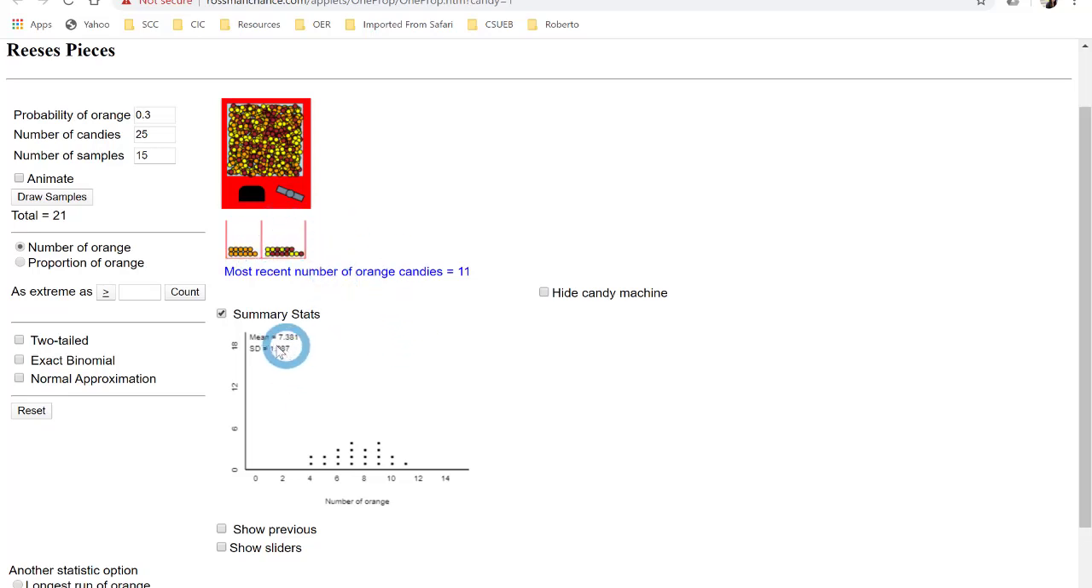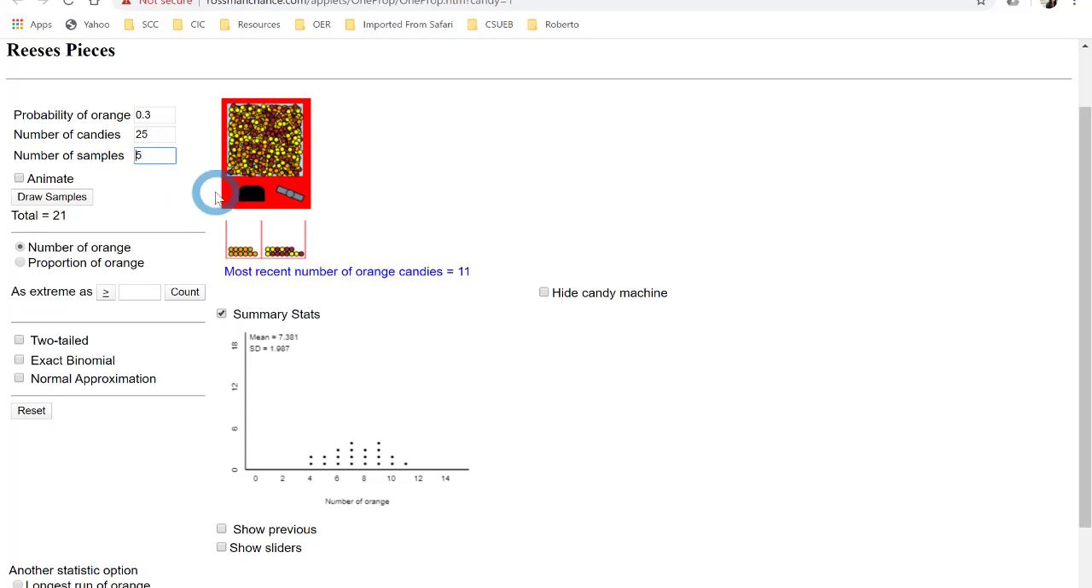So I made it really quick. Notice the mean didn't change that much, right? It was 7.38. I got 6, then 7. Notice we have a standard deviation of about 2, right? So the average number of orange candies is 7, give or take 2. And now I took 15 samples of 25 each. So let me go ahead and now increase the number of samples.